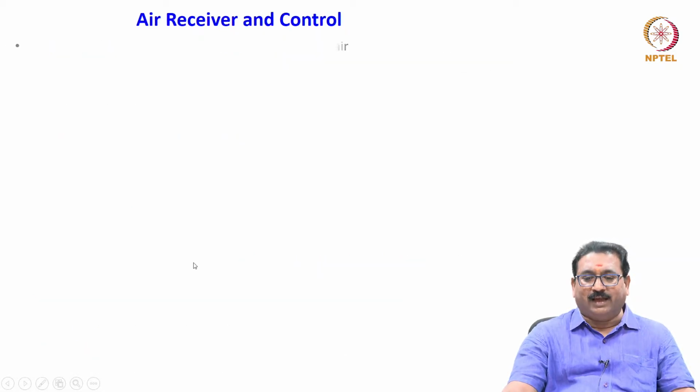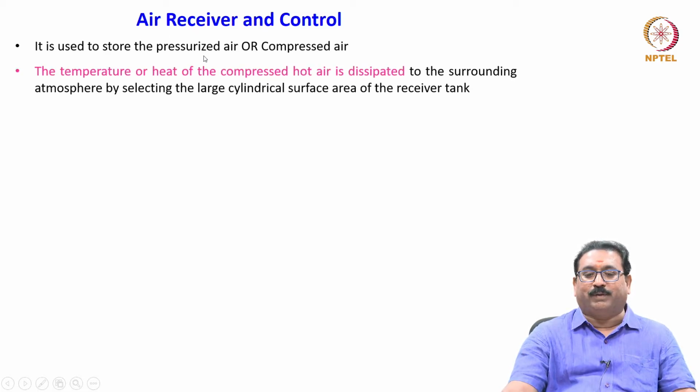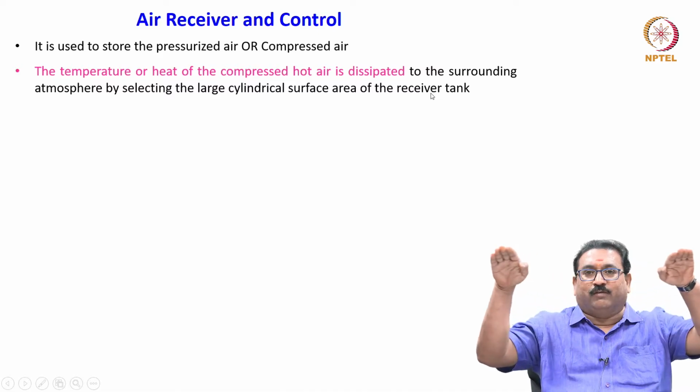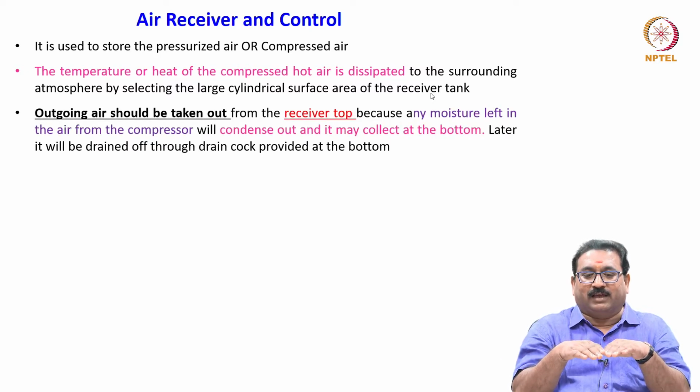Now, quickly we will see the air receiver and control. As I have told you, the air receiver is used to store the pressurized or compressed air. The heat of the compressed air is dissipated to the surrounding atmosphere by selecting a large cylindrical surface area for the receiver tank. That is why it is horizontal or vertical. You will see the large surface area is there, because the air stored in the receiver tank is very hot.